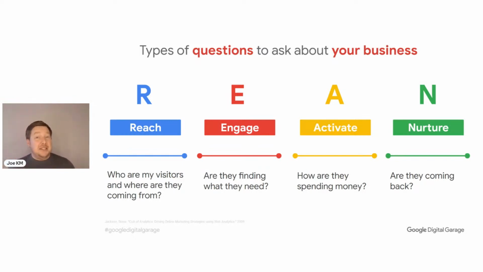Next is activate. So activate is how are they spending their money? So now you've found them, you've brought them down the funnel. You've now got them in to engage with you. You've brought them further down the funnel. They've now purchased something. You've got them further down the funnel. And then last of all, how do I bring those back?